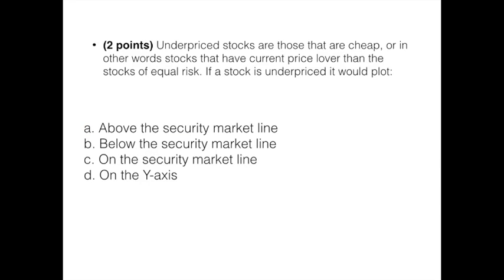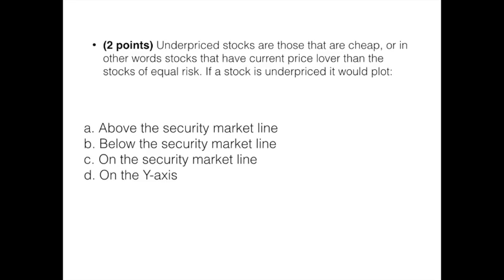Underpriced stocks are those that are cheap, or in other words, stocks that have current price lower than the stocks of equal risk. If a stock is underpriced, it would plot above the security market line, below the security market line, on the security market line, on the y-axis. What we know for sure is that it won't be plotted on the y-axis. This is where riskless things are plotted. We know that it won't be on the security market line, because on the security market line are only those that have correct price. So what are the underpriced stocks?